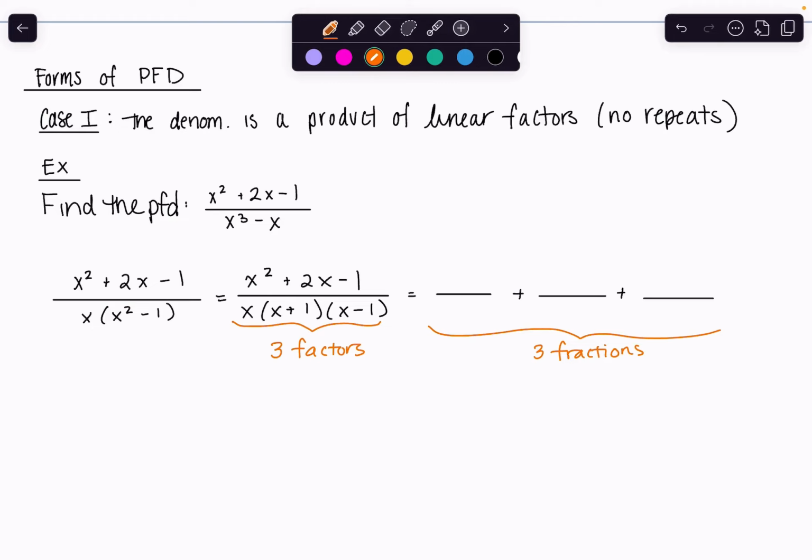Okay. Our factors are x, x plus 1, and x minus 1. And that is first degree in the bottom. So to keep these proper, all of these numerators are going to be constants, a, b, and c. So when you have linear in the bottom, linear terms get constants in the numerator. That is 1 degree less.